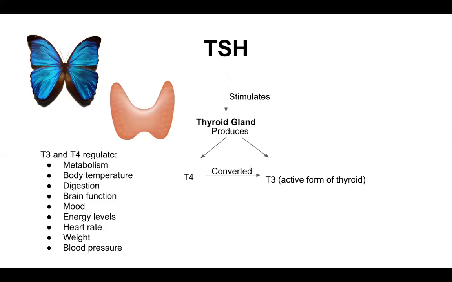So T3 and T4 regulate metabolism, body temperature, digestion, brain function, mood, energy levels, heart rate, weight, and blood pressure. So you can imagine it affects your whole body if your thyroid is off.